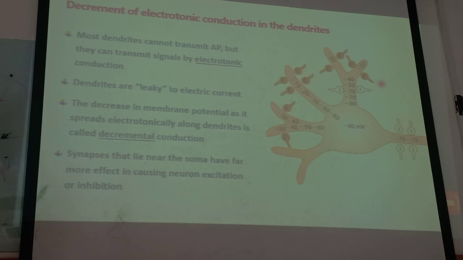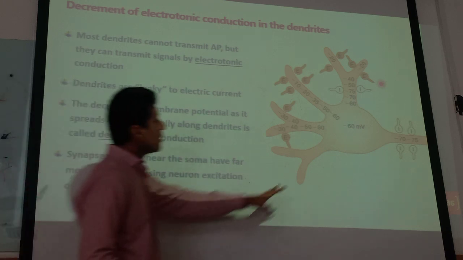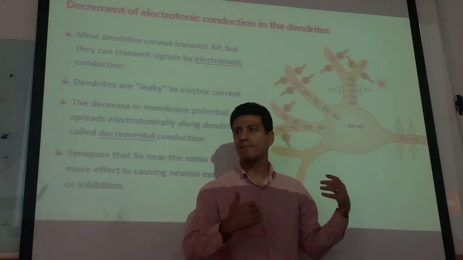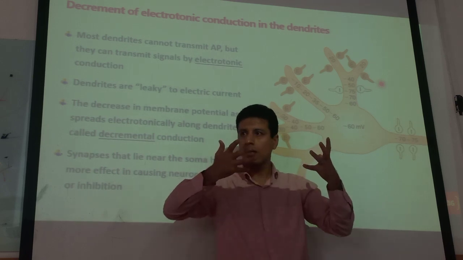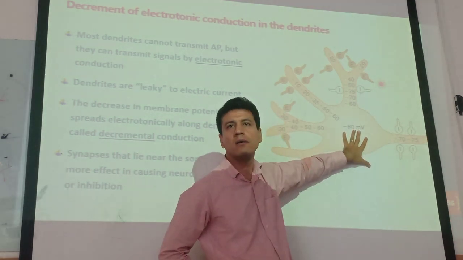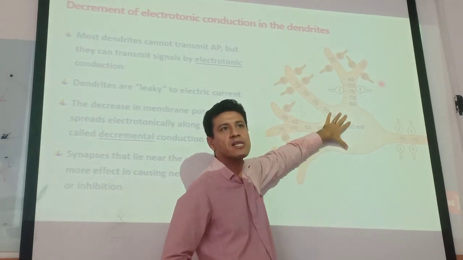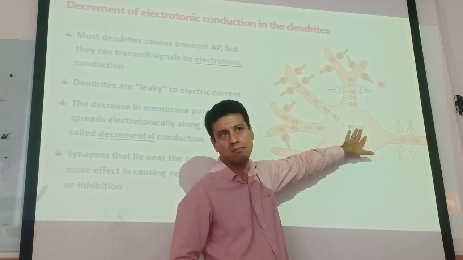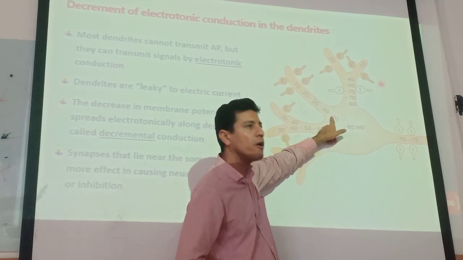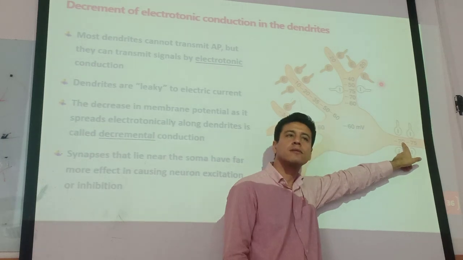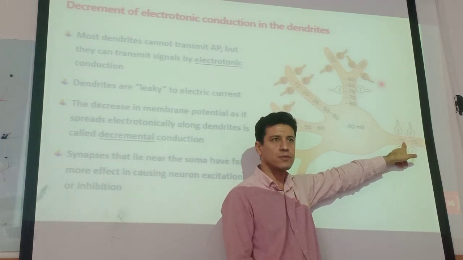So, conduction in dendrite is electrotonic. This electrotonic conduction is subject to decrease. We call this decremental conduction. It only happens in dendrites. But the soma is very large. It's very thick actually. So resistance is very low here. So when a potential reaches here, there is no more decrement. From this point, it can easily reach this point without any decrease in the amplitude.